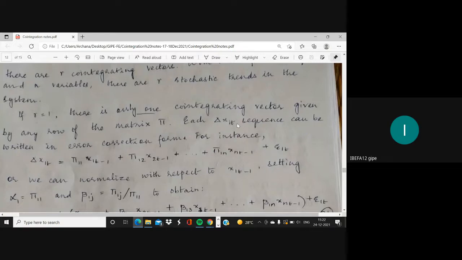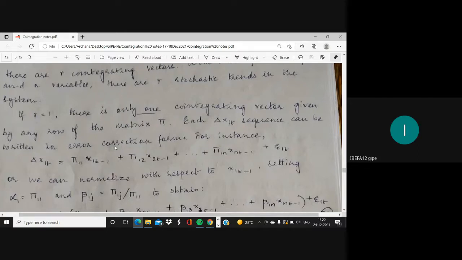Then each delta xit sequence can be written in error correction form. Remember that if the variables are co-integrated, then we can understand the short run behavior of these variables using the error correction representation, which we discussed in the previous class for the Engle-Granger co-integration test. There we discussed how adjustment will take place in different time periods, and in each period the speed of adjustment coefficient will tell us how much these variables are changing in response to disequilibrium so that the system returns to a state of equilibrium again.